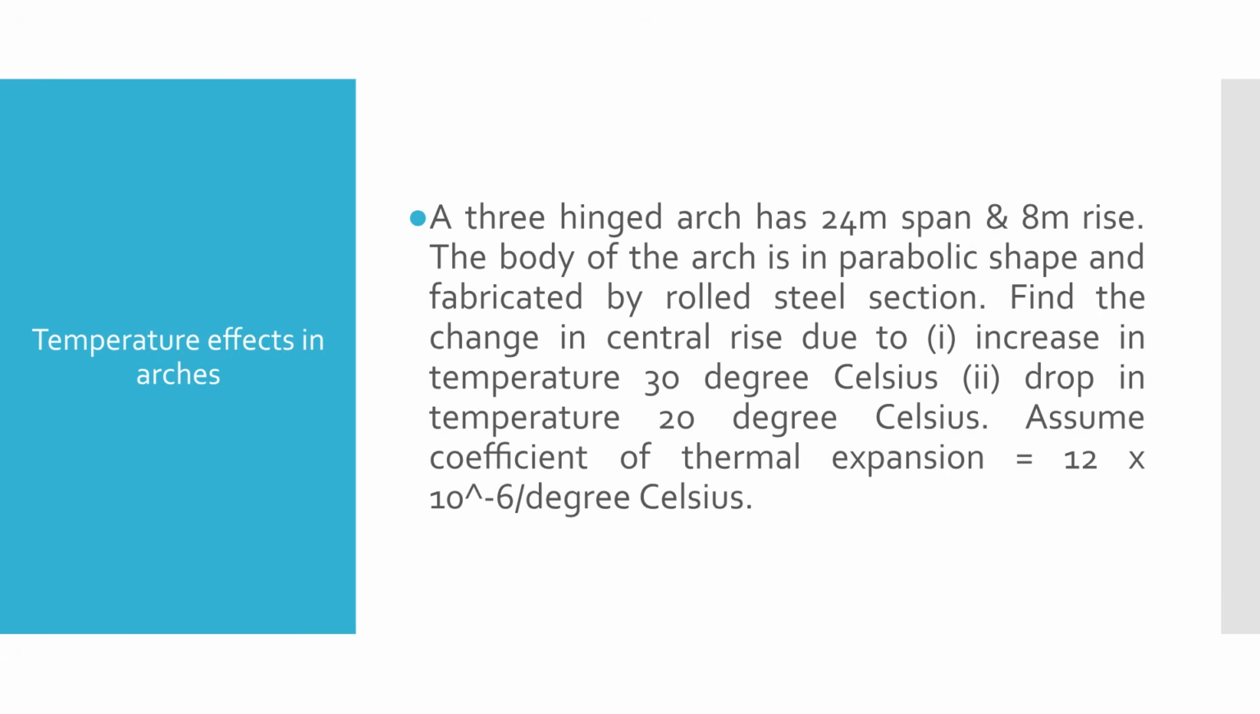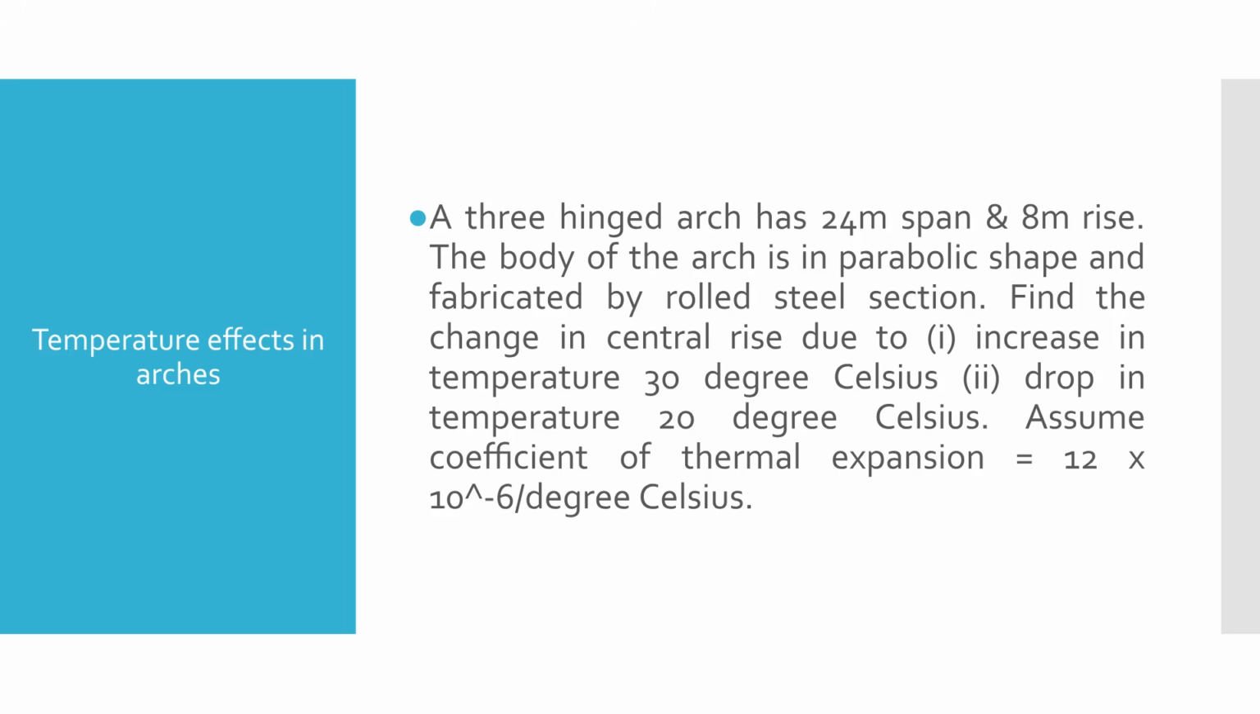First, consider a three-hinged parabolic rolled steel arch with a span of 24 meters and a central rise of 8 meters. We need to determine the change in central rise for two thermal cases: a temperature increase of 30 degrees Celsius and a temperature drop of 20 degrees Celsius. The coefficient of thermal expansion alpha is 12 times 10 to the power of -6 per degree Celsius.